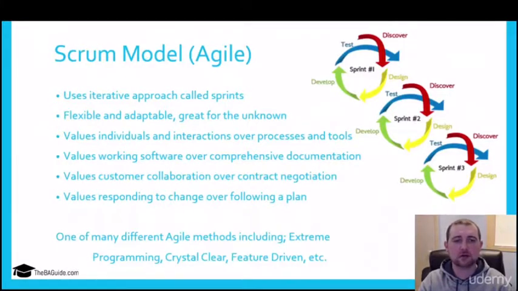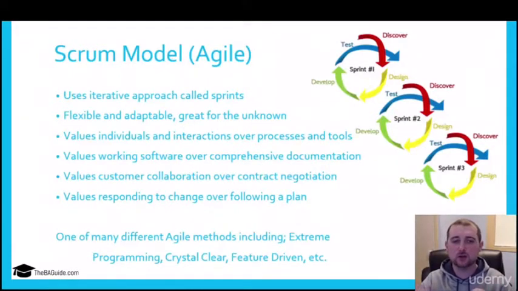The next thing is they value customer collaboration over contract negotiation. They want the customer to be there. They don't want the customer to say, oh, okay, well, here's the budget and here's what we want to do. They want to say, get in here, Mr. Customer, and let's start working through this, and you can tell us when we're good, right? We can work with you and start collaborating with you and determining how we're going to meet your needs.